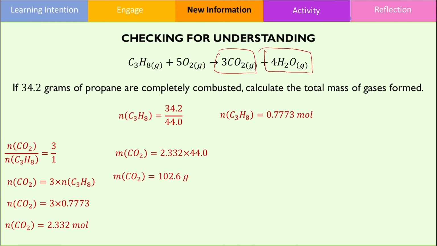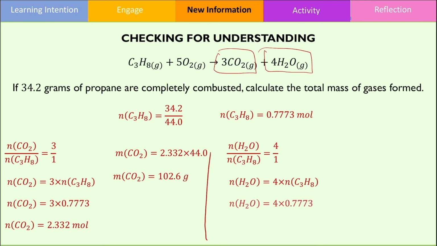Once I've calculated the mass of carbon dioxide produced, I'm now going to find the mass of steam produced by setting up mole ratios for water. The number of moles of water, or steam, produced will be 4 times the number of moles of propane gas reacted or used up, which is going to give me an answer of 3.109 moles. Once I've got the number of moles of steam, I'm going to calculate the mass by multiplying by the molar mass of water, which is 18, giving me an answer of 55.96 grams.